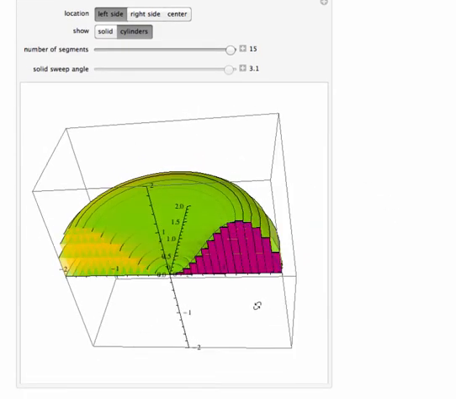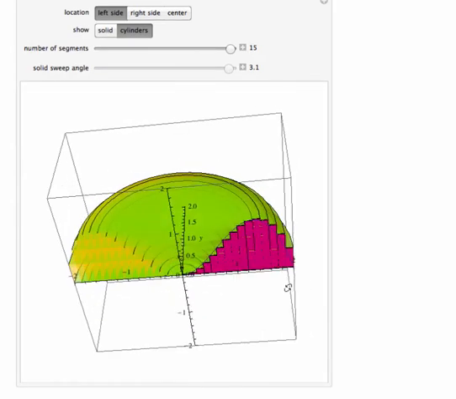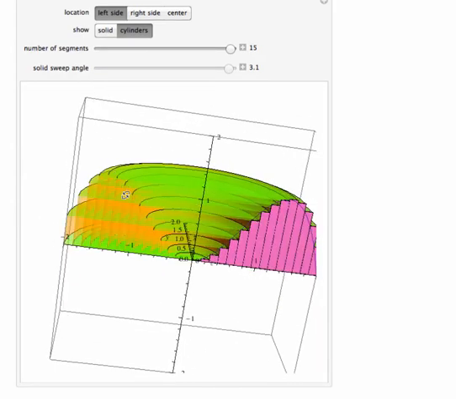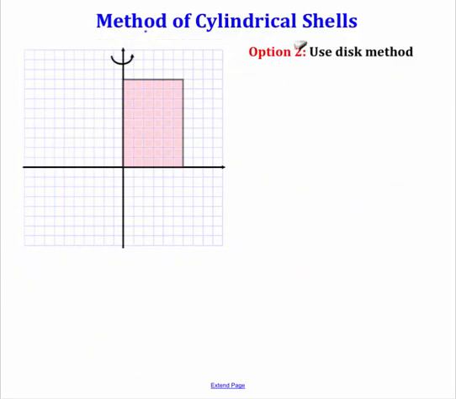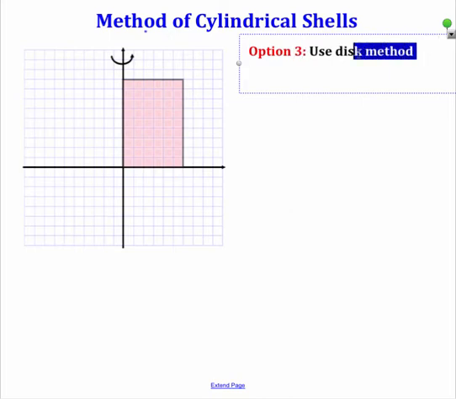So instead of having a disk as your cross volume, you have this one shell, and then the volume is made up of a series of shells. So for our cylinder, I'm going to change this to option 3 and use the shell method.